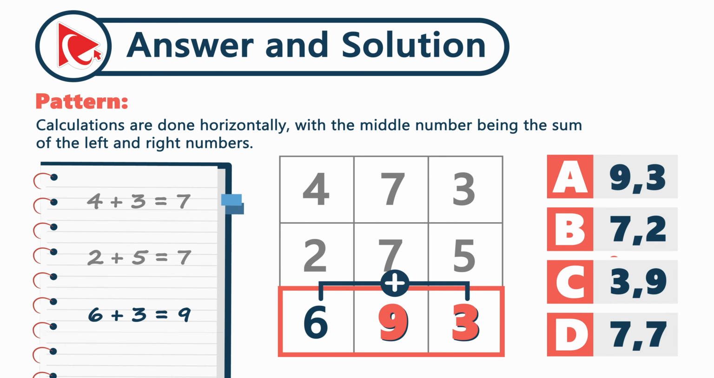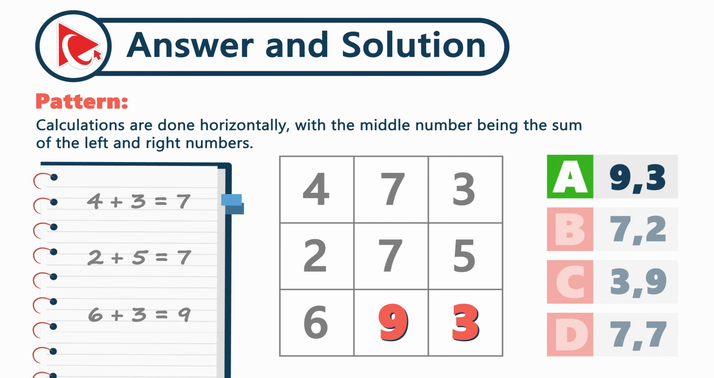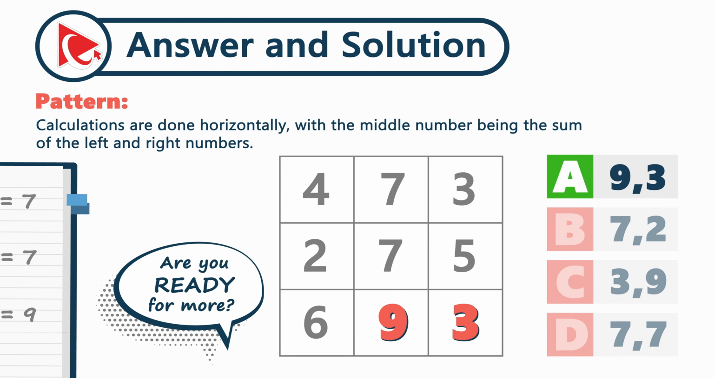But I hope you did not select choice C with numbers 3 and 9, because this is incorrect. Number 9 is in the middle, and it's the first choice in the answer, and number 3 is in the right column. So the correct answer here is choice A, 9 and 3. Are you ready for more?